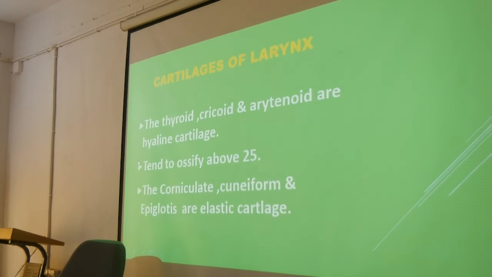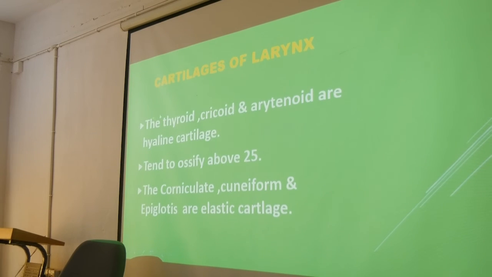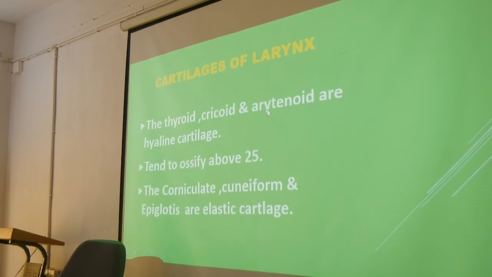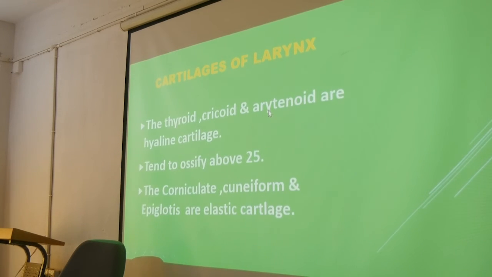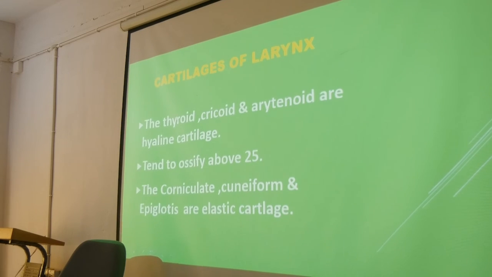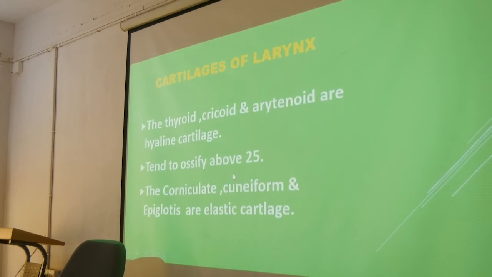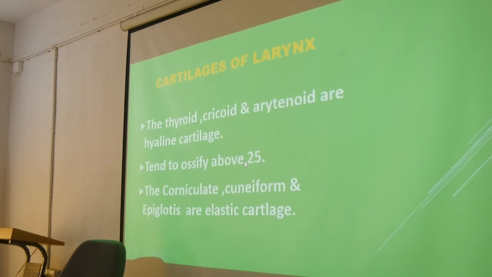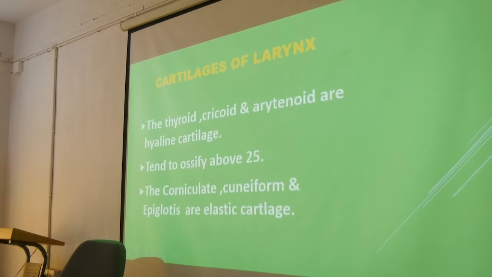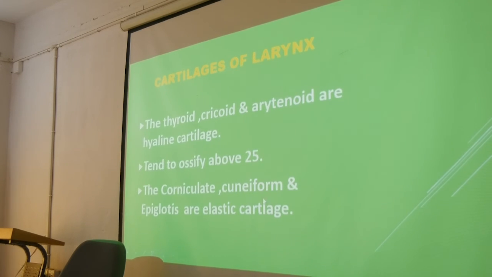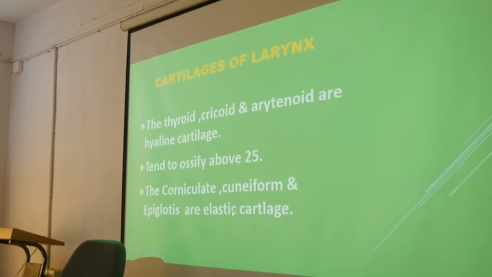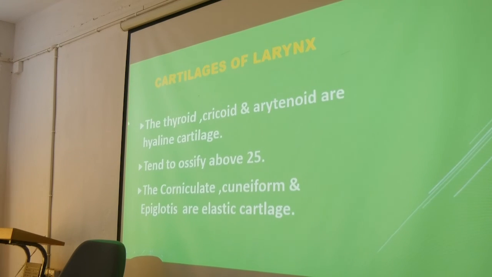Now what are the cartilages? Thyroid, cricoid and arytenoid. The apex of the arytenoid is hyaline; the base of the arytenoid is elastic. These are the hyaline cartilages. They tend to ossify above 25. Like none of you has ossification now, right? So above 25, the corniculate, cuneiform and epiglottis are the elastic cartilages.